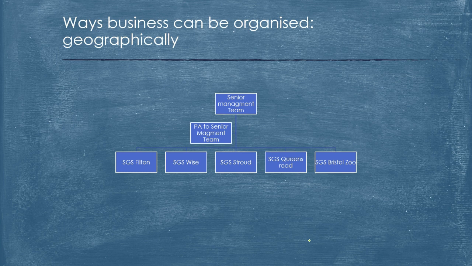Queen's Road focuses on things like art. So they have different areas and different things. SGS Stroud provides pretty much a very similar range of courses, but obviously in Stroud. Basically, you have a geographical structure to meet the needs of a different local community and to meet the needs of the people below it in that community.